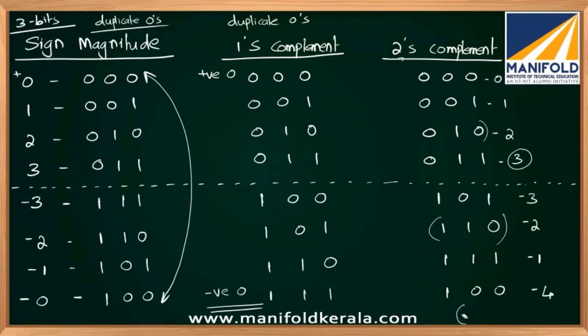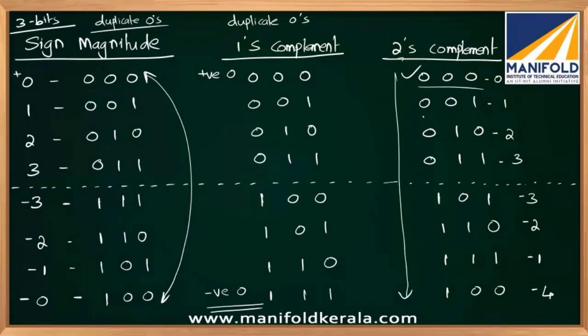Now you see the obvious advantage here. There are no duplicate zeros. Every binary string is fully utilized. There is an efficient utilization of every possible string. See here, one of these strings is wasted, I mean, it is not used for any useful representation. But in 2's complement, every distinct bit string is used for representing distinct numbers. So you have represented from 0 to 3, and the numbers from negative 4 to negative 1. So you have the representation for even negative 4 also.